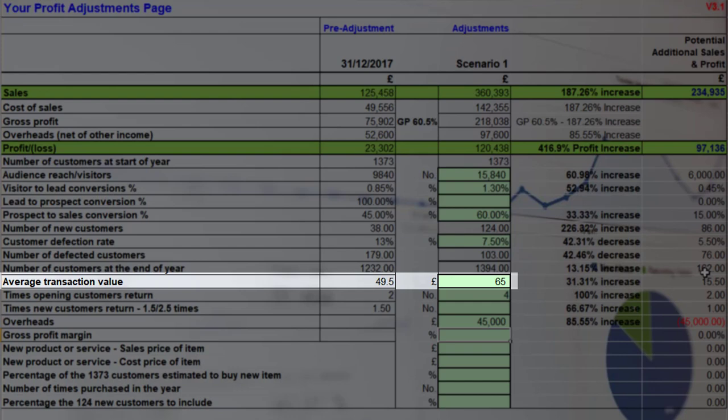I always remember I carried out a customer advisory board with customers for one of my businesses. And interestingly, one of the things that came out of that customer advisory board was that I should be putting my prices up. So that's a very obvious way to increase your average transaction value. But there are lots of ways to increase that.